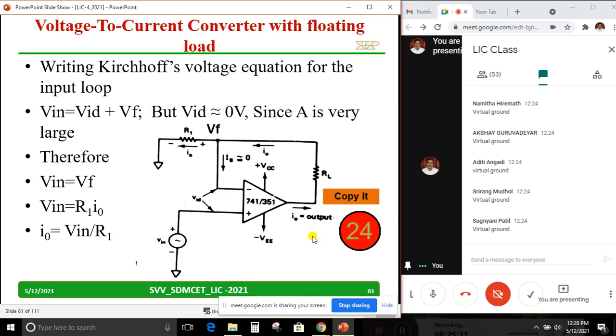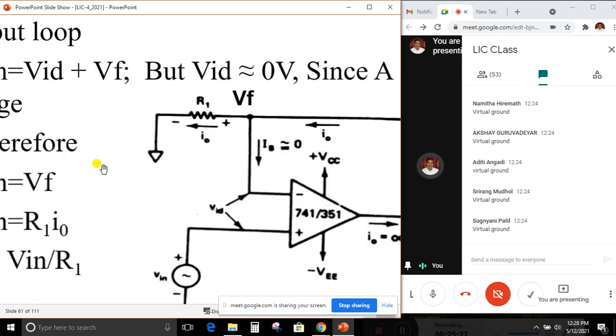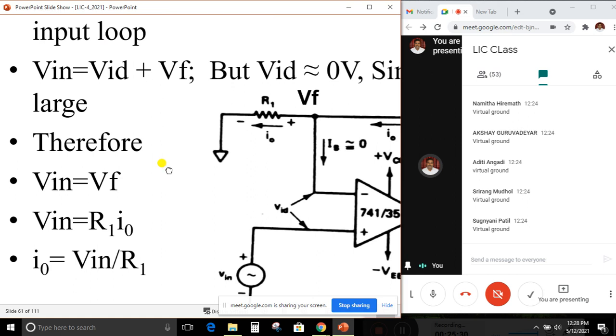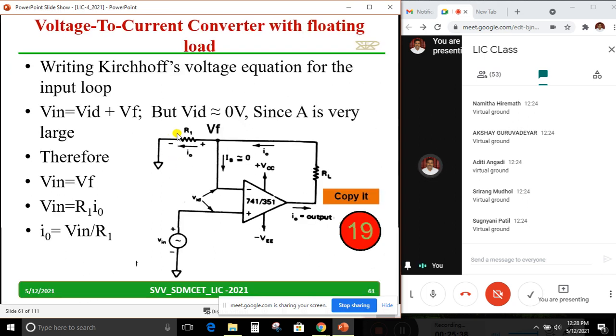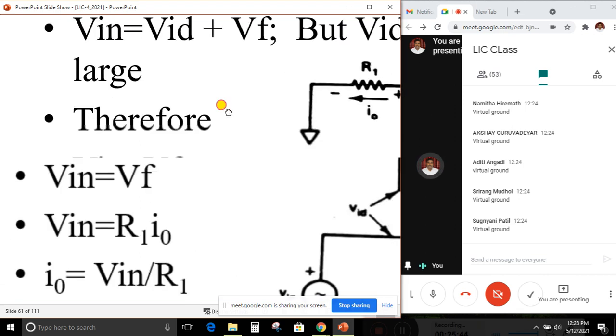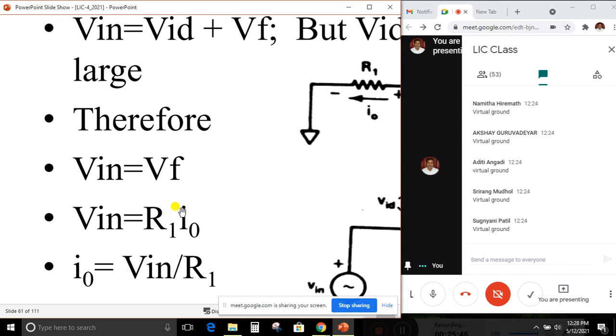Diagram is with you already. Those who didn't copy properly, they can copy down now also. I'll show them. This is the same points. Hope most of you have copied this. Vin equal to Vf, Vin equal to R1 into I0, I0 equal to Vin by R1.